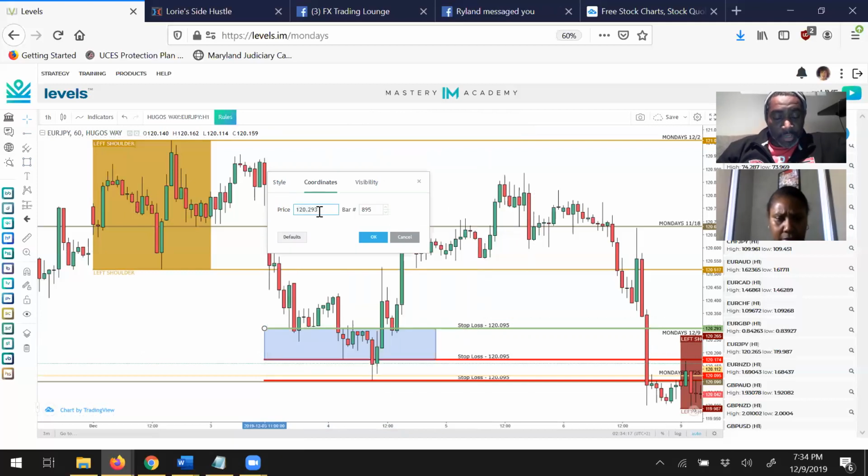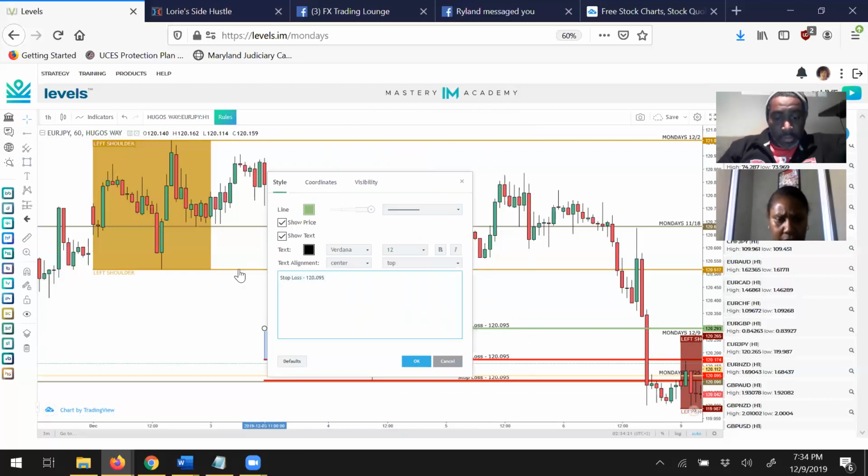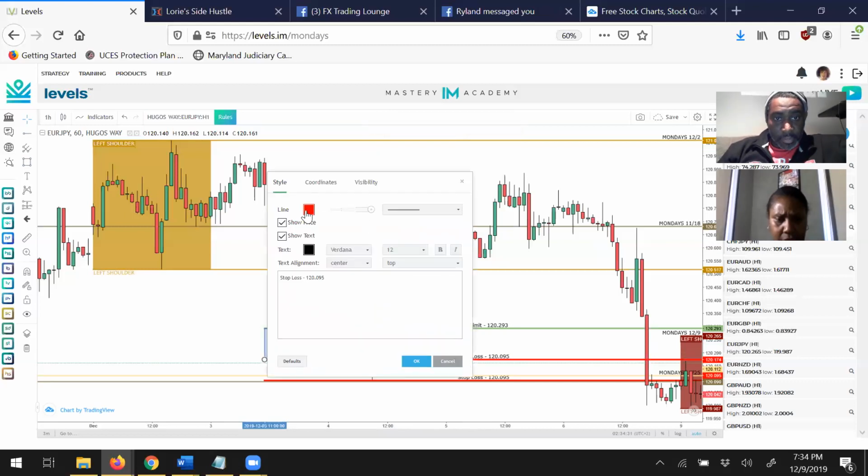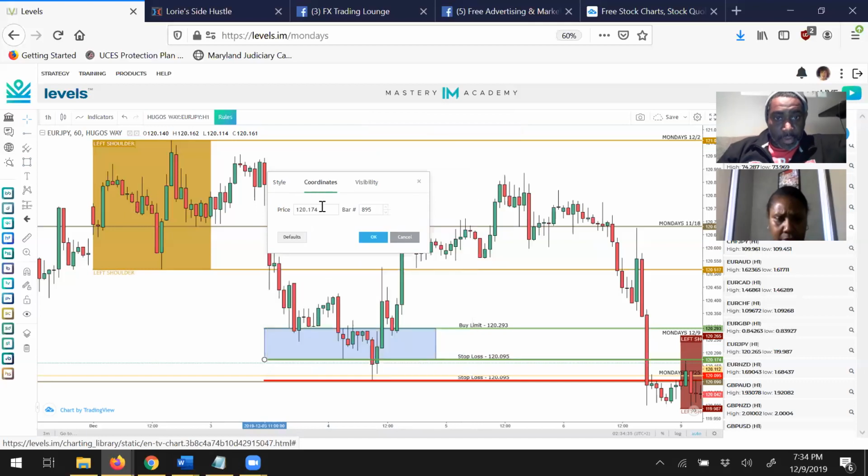This becomes my first buy limit. So I'll copy the coordinates. Buy limit. This becomes my second buy limit. Change that color to green. Here, grab my coordinates.